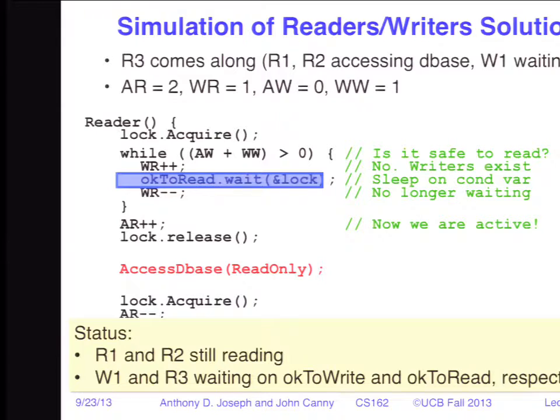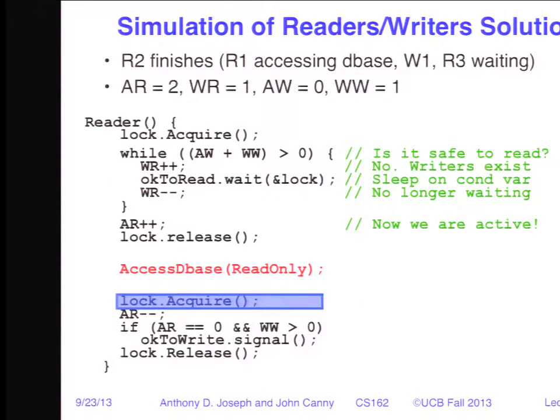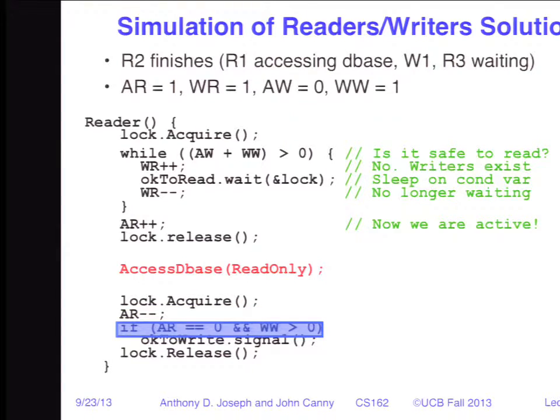So where are we now? We've got 2 readers in the database. We've got 2 threads that are waiting. Writer 1 is waiting on OK to write. Reader 3 is waiting on OK to read. So eventually, actually, I guess reader 2 is going to finish first. So it'll acquire the lock. It'll then decrement the number of active readers, and it's going to check the condition. So there is 1 active reader.